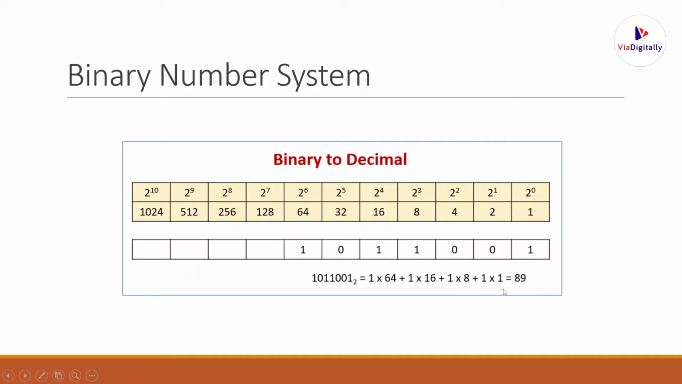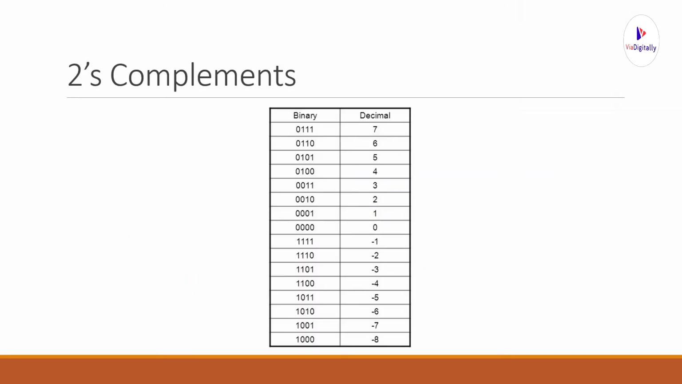Then if I do like that, I am just getting the number as 89. Means 1011001 to the base 2 is equal to 89 in decimal number. So this is a small introduction to how binary numbers came into existence.